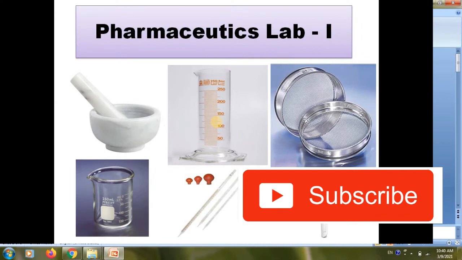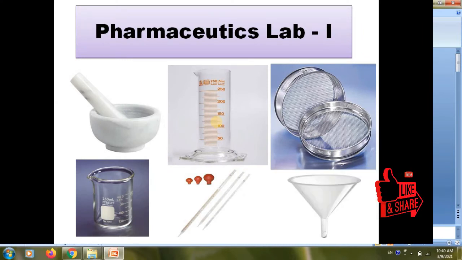So good morning everyone. There is a question in the minds of all students, that most of the students are unaware about the pharmaceutics lab and what kind of instruments, what kind of equipment, what kind of necessary things are required to carry with you while performing the pharmaceutics lab practical.